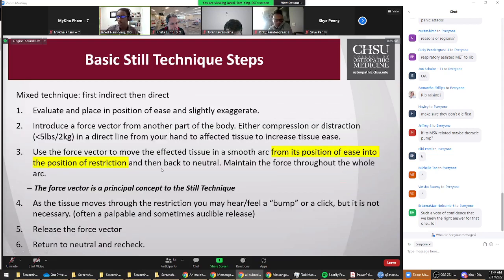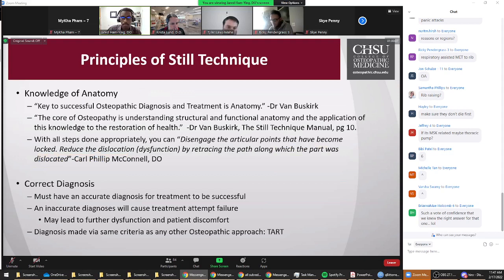Here's going to be that quick basic step slide. Again, some minor changes here. Okay, again, nothing big, just a little bit of word cutting to make it a little easier to understand. Big point on this slide is making sure you know that force vector is going to be very important for doing the still technique. You need to make sure you apply that when you're doing this treatment. And maintaining it actually is the biggest thing. Applying it, maintaining it throughout the entire process of going from the ease through that restriction completely. Then you can release it back to the neutral and recheck, okay?